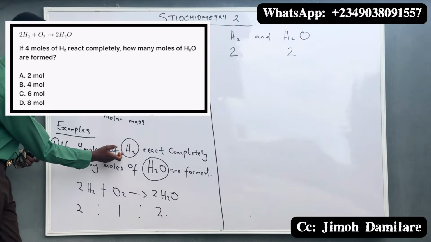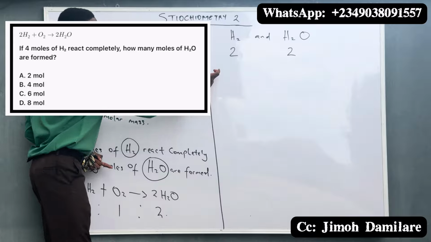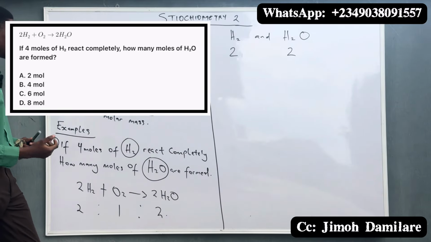Because the question is talking about H2 and H2O, we have to put their mole, which is 2 and 2 in this case, under the compound or the molecule the question is talking about. So now back to our question.